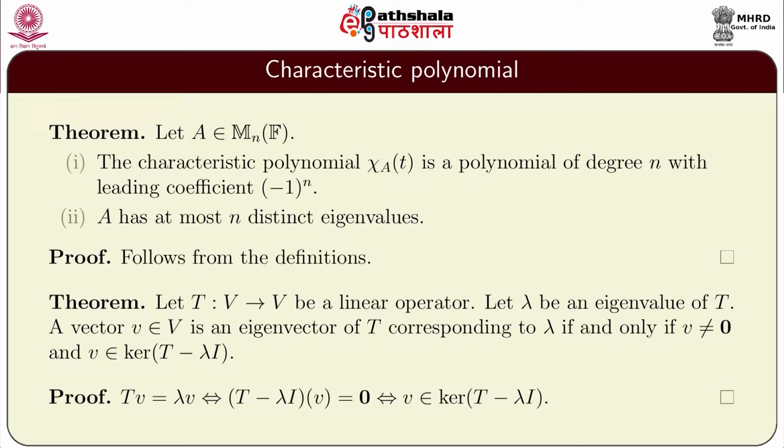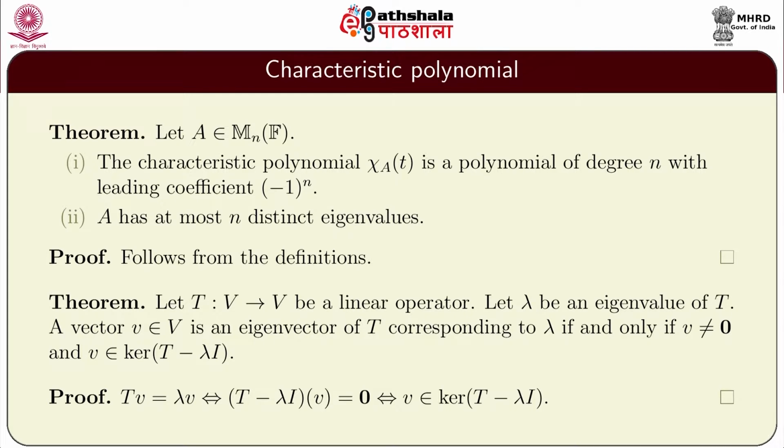from its characteristic polynomial. And we have already seen that the characteristic polynomial is the same for similar matrices, and that we used when we defined the characteristic polynomial of a linear operator, because the definition used an ordered basis for the vector space V. Let A be an n cross n matrix over the field F. The characteristic polynomial chi A of T is a polynomial of degree n with leading coefficient minus 1 to the power n, and A has at most n distinct eigenvalues.